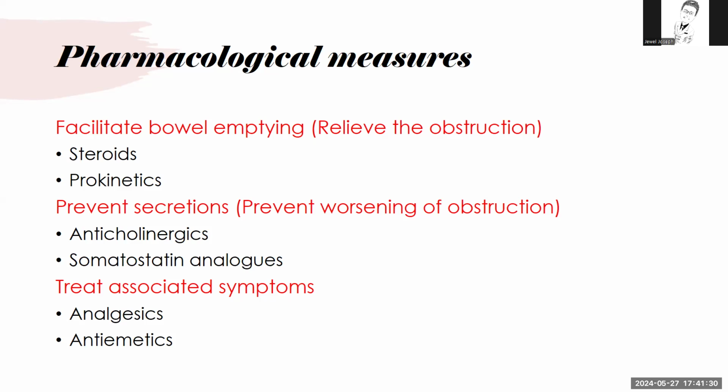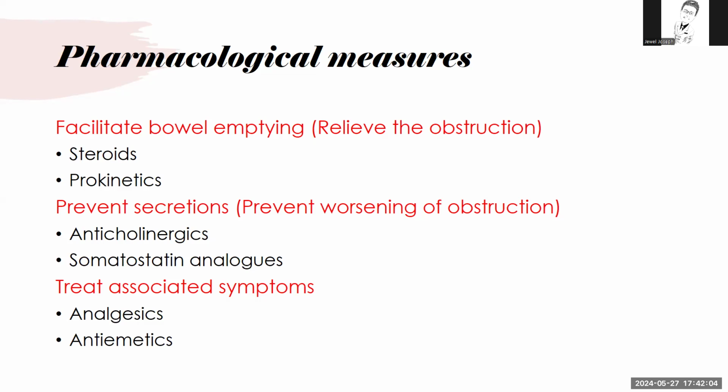So if this step is not working and the obstruction is not relieving, we would go to the next step, which is reducing the symptoms by primarily preventing the secretions and preventing the pain. As we discussed earlier, increasing secretion will again worsen the obstruction. It can actually cause vomiting and all those things. So to prevent secretions, we give anticholinergics. The usual drugs that we give are Buscopan or hyoscine butyl bromide or glycopyrrolate. And even if they are not working, we can give stronger agents like somatostatin analogs like octreotide.